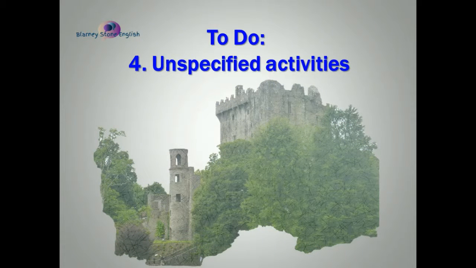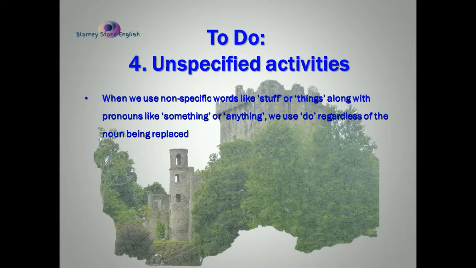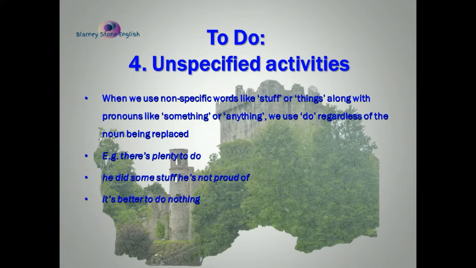So the next idea that we have is when we don't really have a clear idea, when we talk about unspecified activities. Now, with non-specific words like stuff or things, along with pronouns like something or anything, we use do regardless of the noun that's being replaced, even if we would usually use that noun with make. So, I'd say there's plenty to do. He did some stuff he's not proud of. It's better to do nothing. And we ought to do something about the noise. All of these words are non-specific ideas.